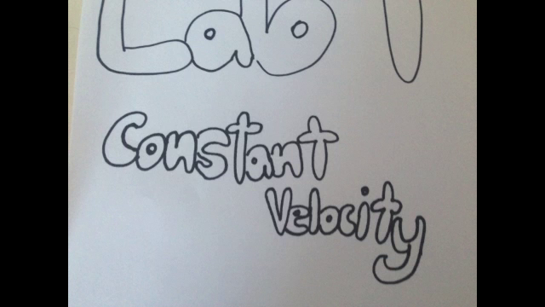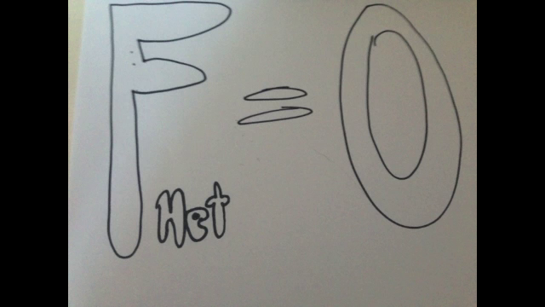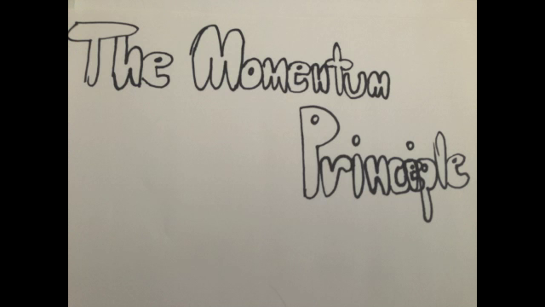Hello, this is Lab 1 on constant velocity. Constant velocity is a linear line on a position versus time graph and a straight line on the velocity versus time graph. For constant velocity to exist, there must be an F net equal to 0. Constant velocity leads us to the momentum principle.